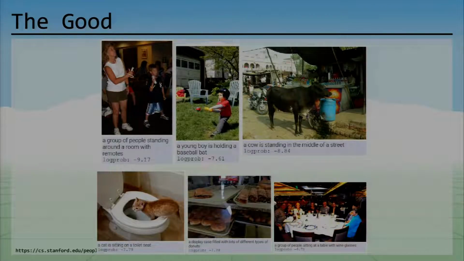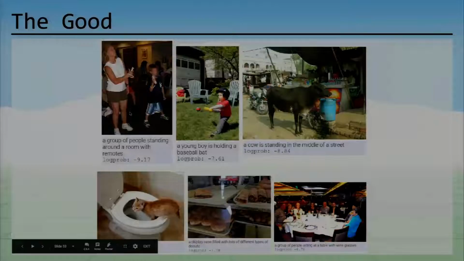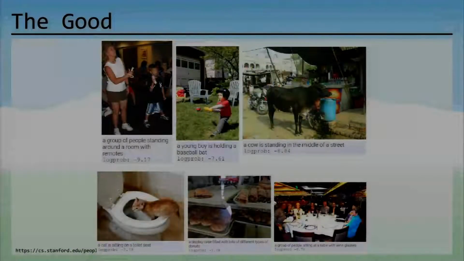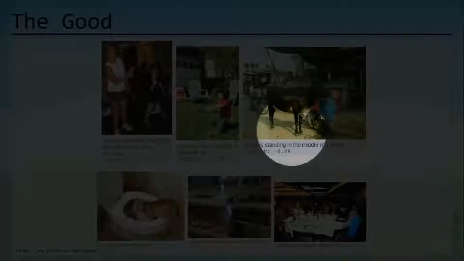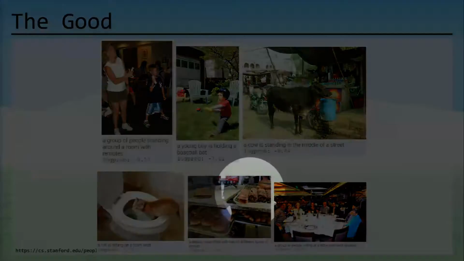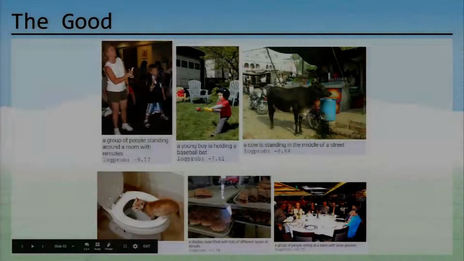So here are some examples of different images and their captions, and it sort of works. A group of people standing around a room with remotes. They're a group of people kind of holding Wiimotes. A young boy is holding a baseball bat. That's basically what's happening. A cow is standing in the middle of a street. Yeah, that checks out. A cat is sitting on a toilet seat. That's kind of funny. It's like a little cat sitting on a toilet seat. Display case filled with different kinds of donuts, etc.